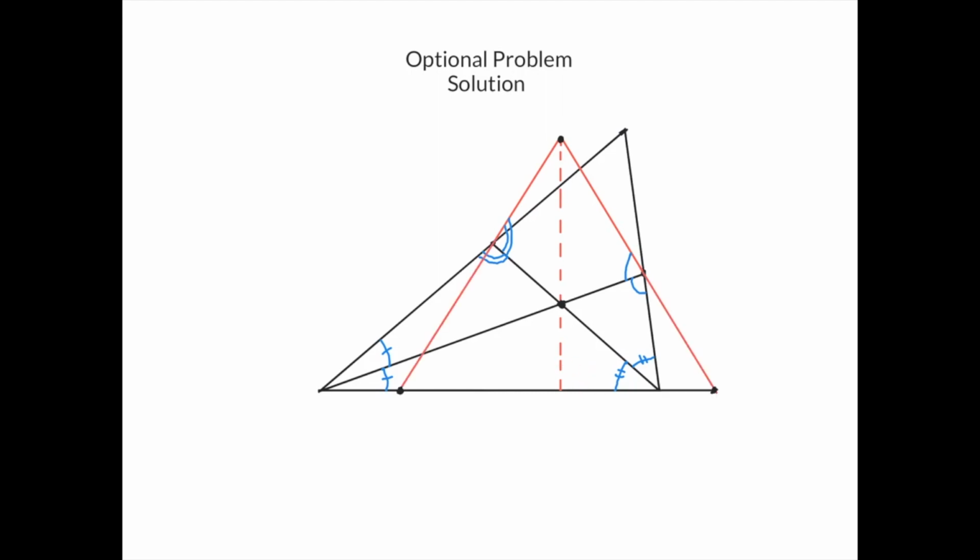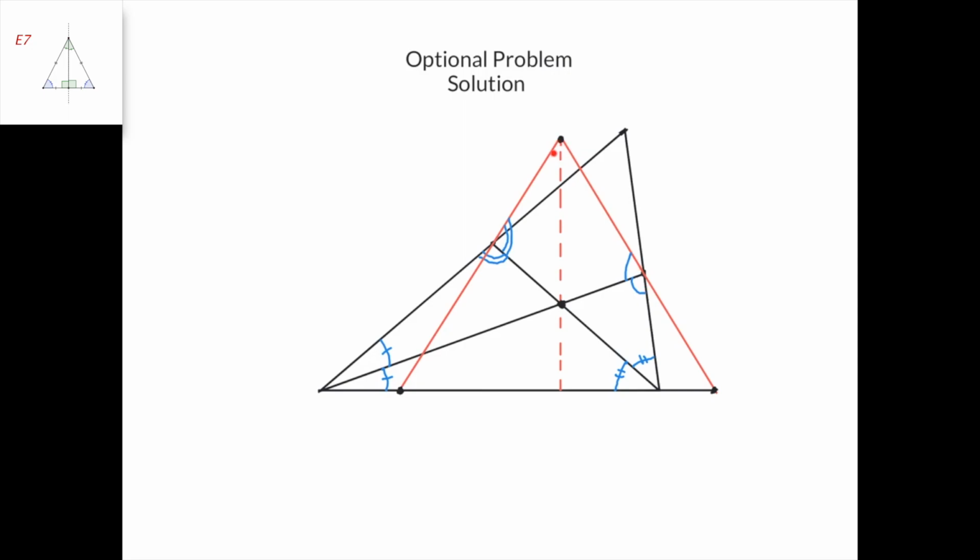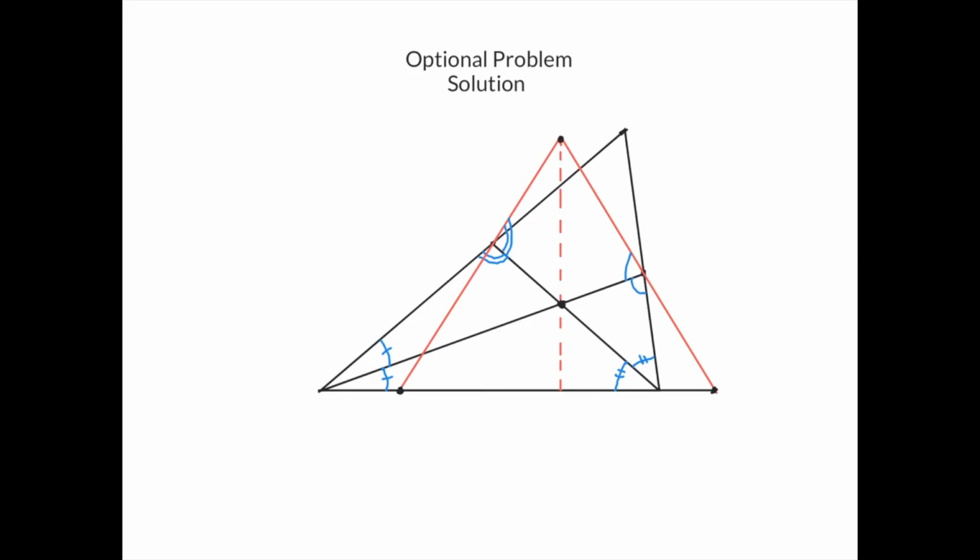I'm going to continue these lines until they intersect the base of the triangle, and then I'm going to prove that this here is an isosceles triangle in which this is an angle bisector here, and therefore it must also be an altitude. First of all, let's note that this angle here equals this angle here. And so, because this angle equals this angle, we know that this angle equals this angle.